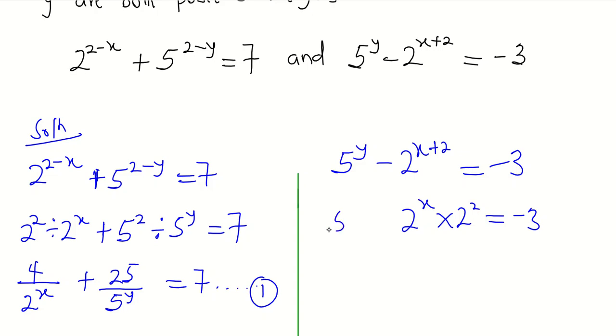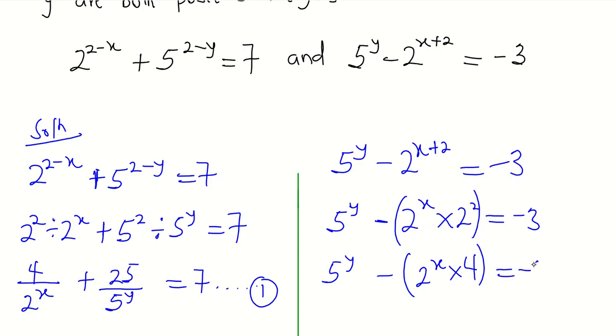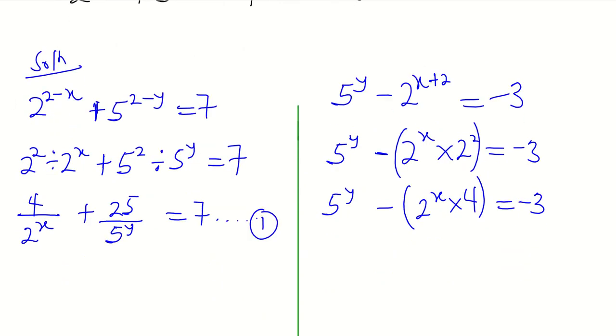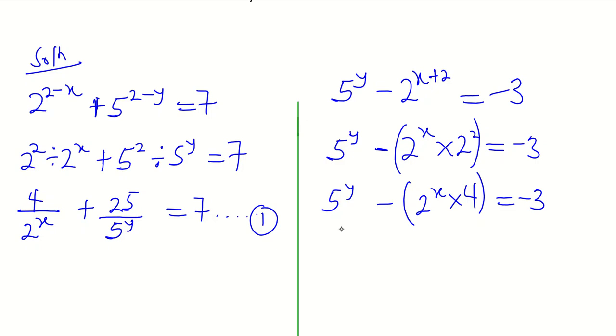And then we bring our 5 exponent y, and there is a minus here. So for the minus not to confuse us, we can put it in brackets. And then we have 5 exponent y minus, now, 2 exponent x times 4. That is 2 exponent 2, which is equal to minus 3. Now with this, we can rewrite our step as 5 exponent y minus 4 multiplied by 2 exponent x, which is equal to minus 3. We just rewrote it like that. So we can label this as equation 2.